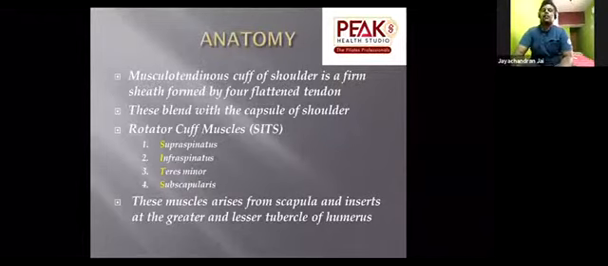The muscles originate from the scapula, but the tendons insert in the lesser and the greater tubercle of the humerus. By the movements, the supraspinatus helps in abduction of the shoulder. The infraspinatus and the teres minor help in the external rotation of the shoulder, and the subscapularis helps in the internal rotation of the shoulder.